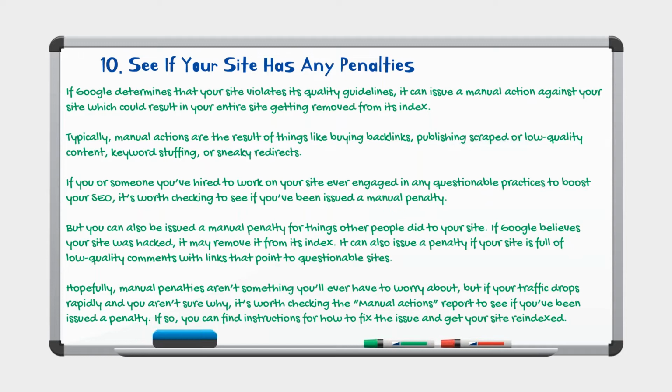The beauty here is that if Google issues a manual action, you will get an alert inside your Google Search Console account under that security and manual actions section, and they will do it ahead of time. So they're giving you the opportunity to fix whatever they found before they remove you from the index. So typically these manual actions, how do you break Google's quality guidelines, are things like buying crappy backlinks, publishing stolen, scraped, or low quality content, keyword stuffing, a bunch of sneaky redirects, right?